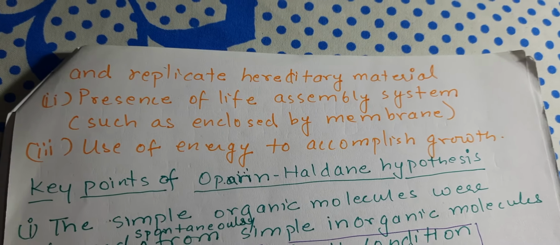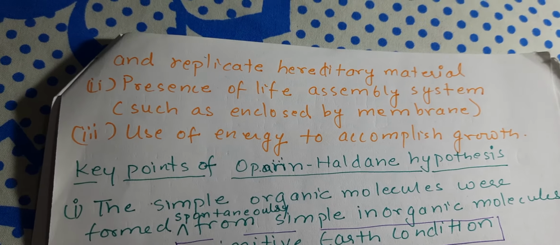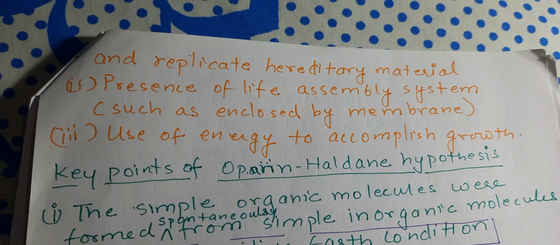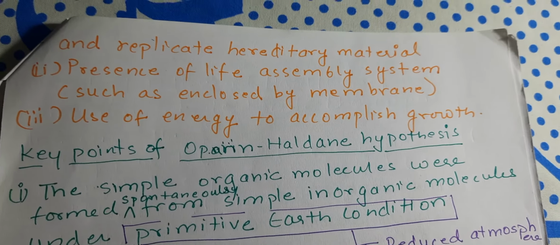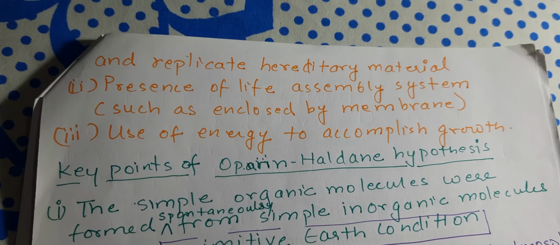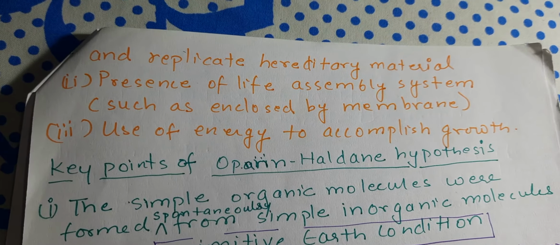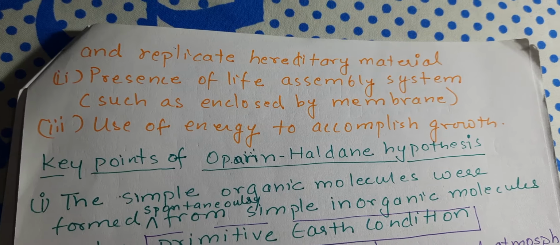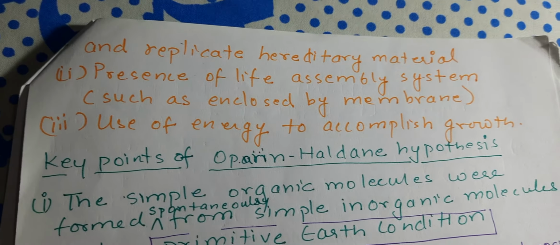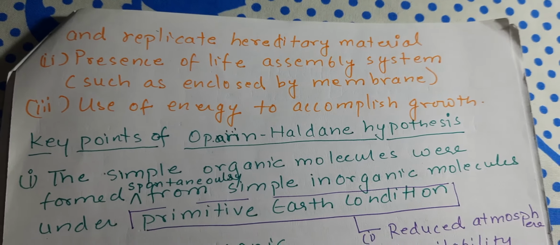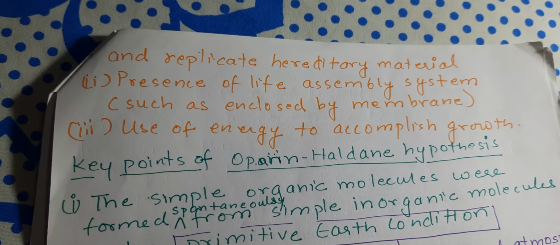What does this indicate? That whatever the first life formed, it should fulfill these three criteria: it should be capable of reproducing by itself and replicating the hereditary material, it is enclosed by a membrane, and it uses energy to accomplish growth.